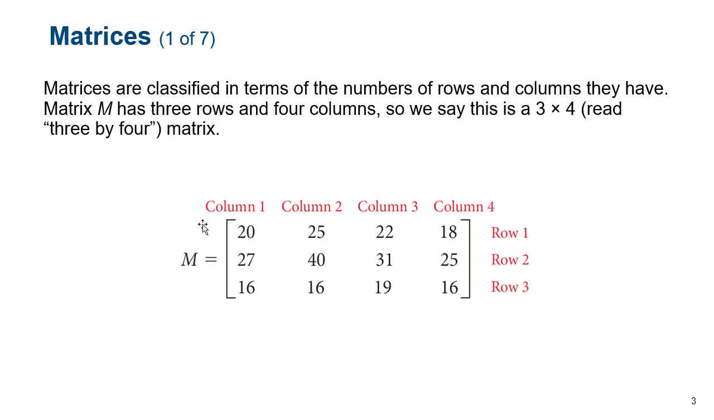Our columns are always counted from left to right, and our rows are always counted from top to bottom. So if you wanted to designate where an item was, you give it the row and then the column. For instance, 40 would be 2, 2 because it's row and column, right? 27, however, would be 2, 1 because it's second row, first column. 31 would be 2, 3. 18 would be 1, 4, and so on and so forth.